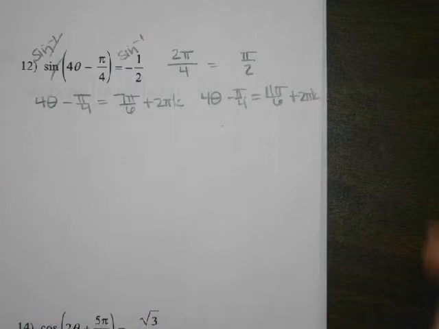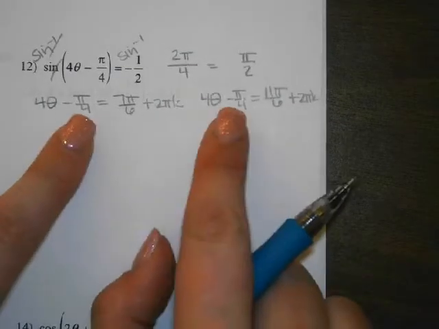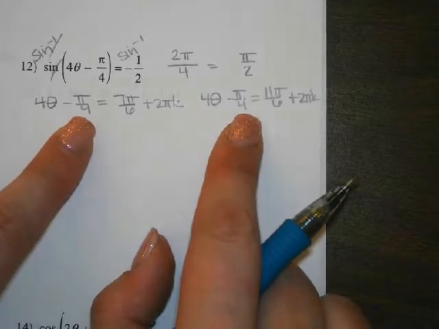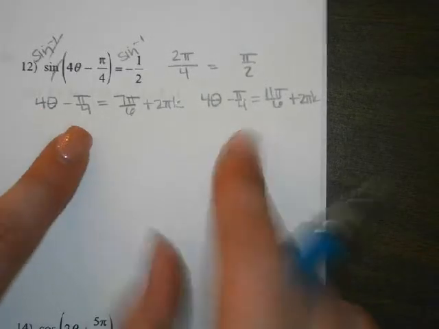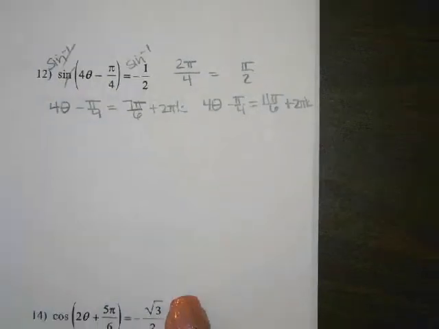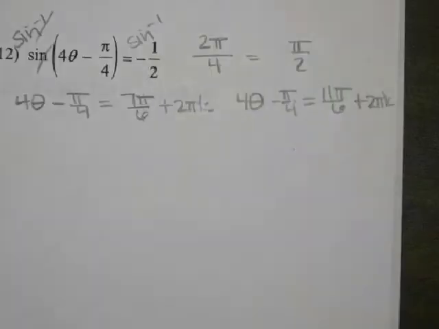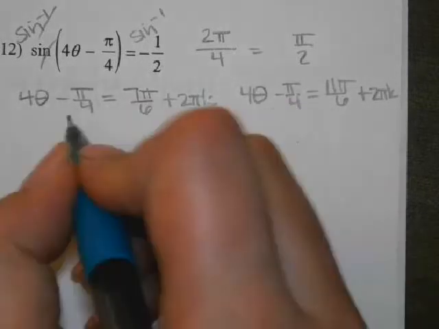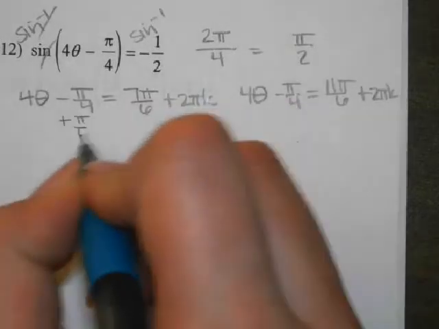So on the front page, we only had one step to do. On this page, we're going to have 2 steps because we have a number in front of theta and we have a number that's being added or subtracted. Okay, 2 different steps are happening. So which step do I do first? I add. I add the pi fourths over first.